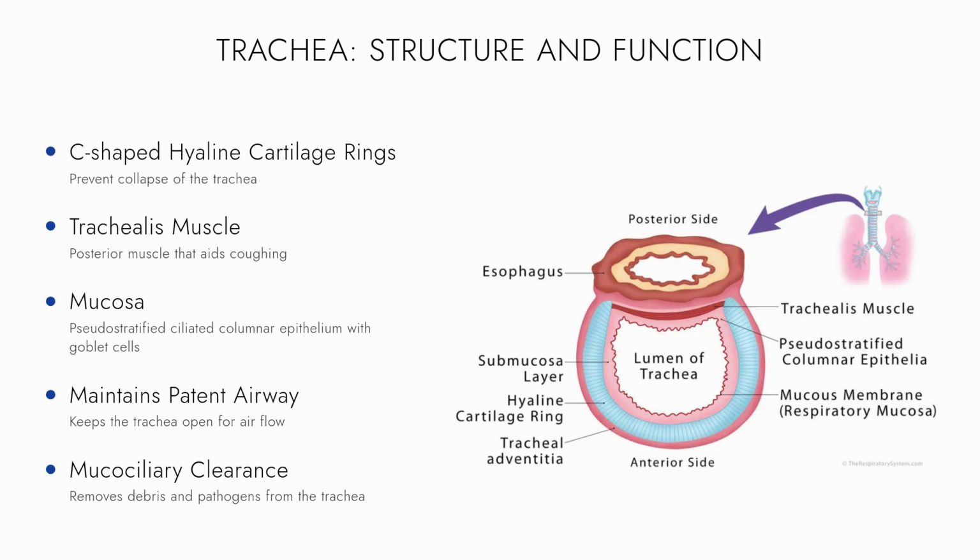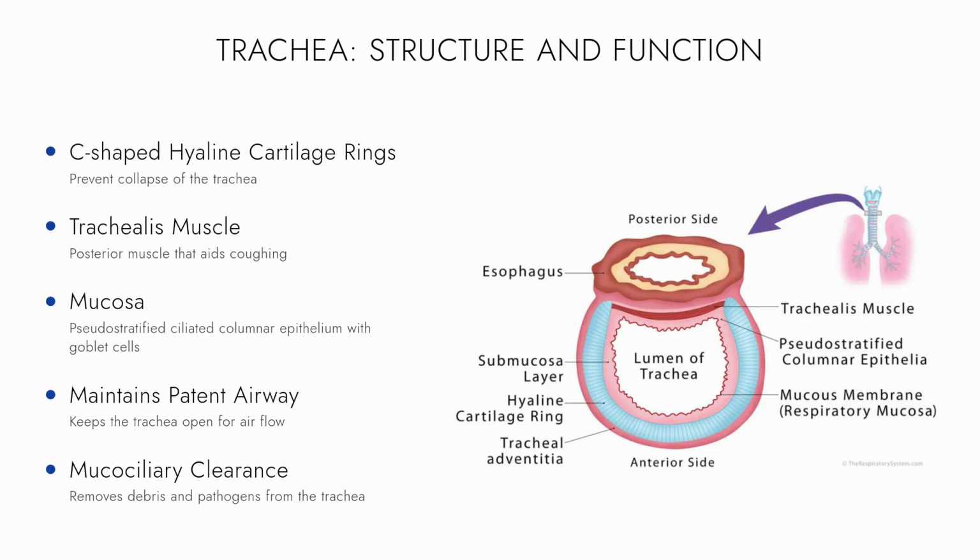Trachea, structure and function. The trachea, or windpipe, is a 10 to 12 centimeter tube supported by 16 to 20 C-shaped cartilage rings, which keep it open while allowing esophageal expansion during swallowing. The trachealis muscle, on the posterior wall, contracts during coughing to narrow the lumen, increasing airflow speed to expel debris. The lining, pseudostratified ciliated columnar epithelium with mucus-producing goblet cells, traps particles, and cilia sweep them upward for removal.